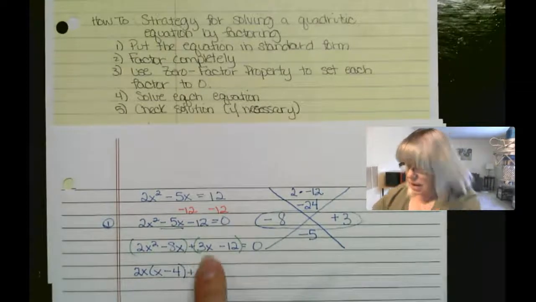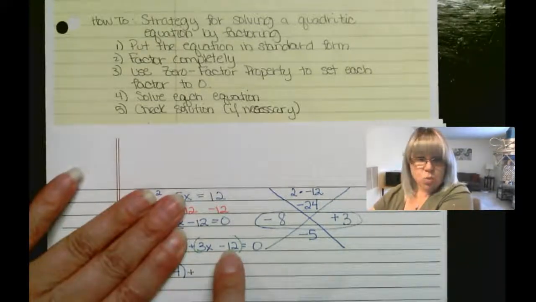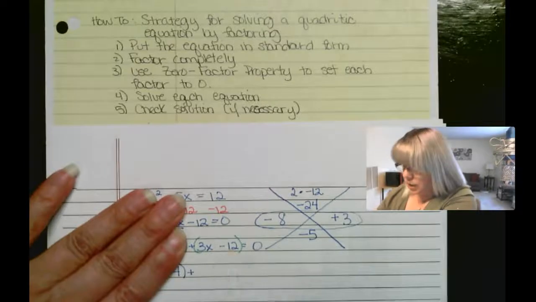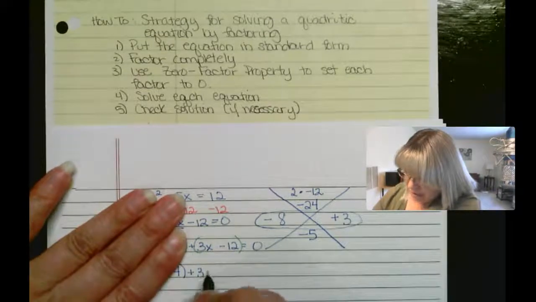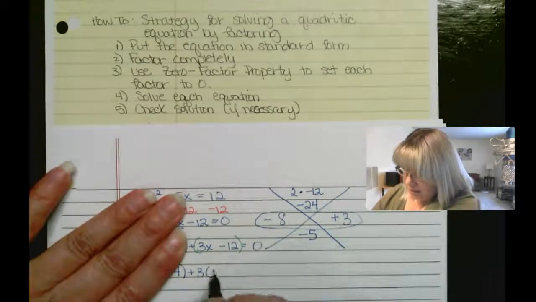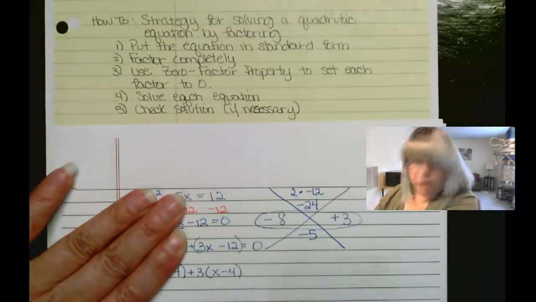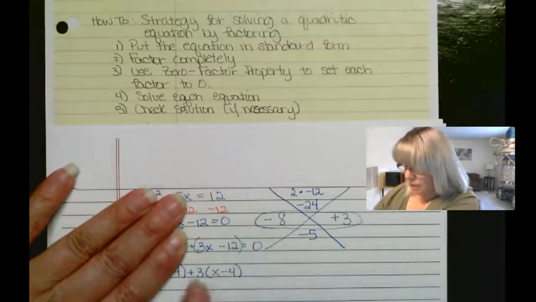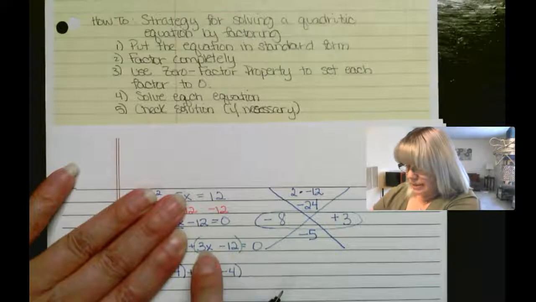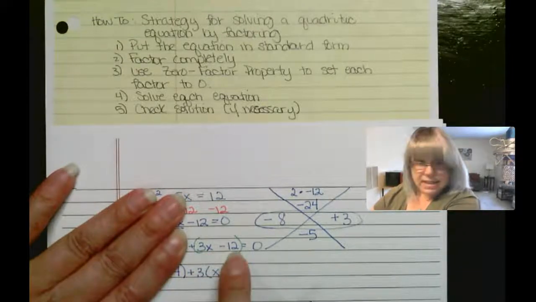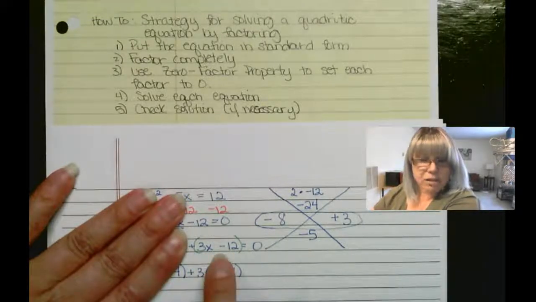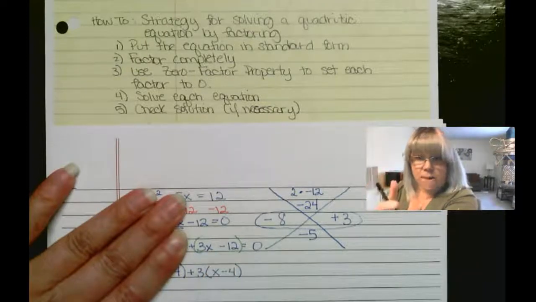Plus, now just looking at the 3x minus 12, it looks like the GCF is 3. So if I pull out a positive 3, I am left with x minus 4. And again, just to double check, 3 times x is 3x, and 3 times negative 4 is negative 12. I can go right back to where I came from, so I'm good.